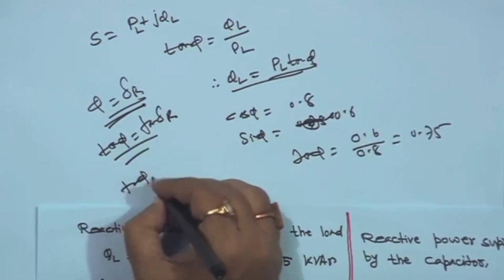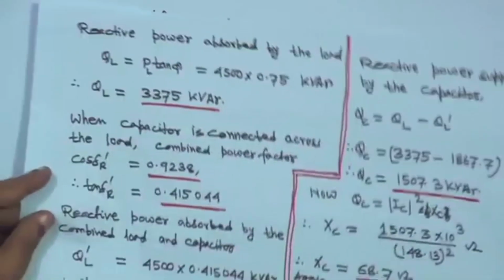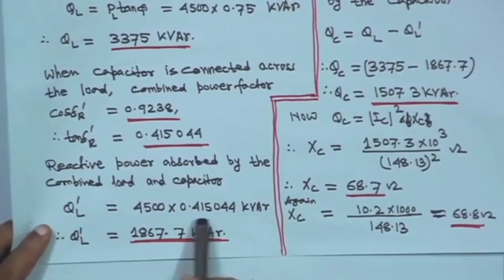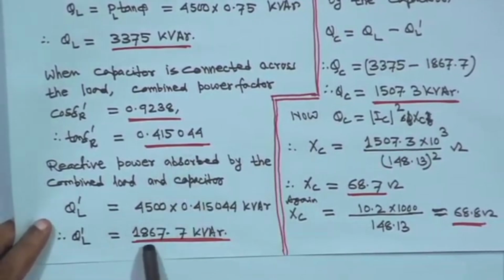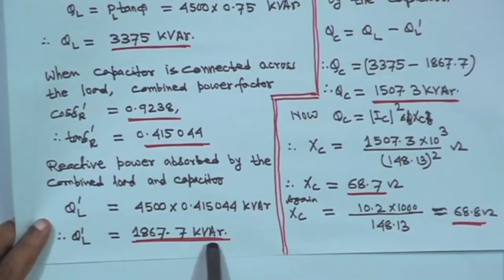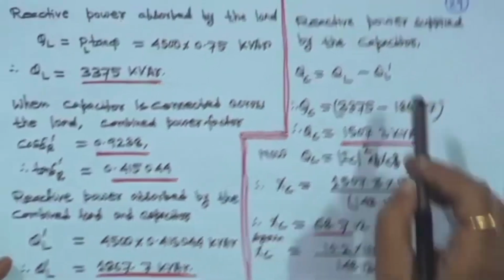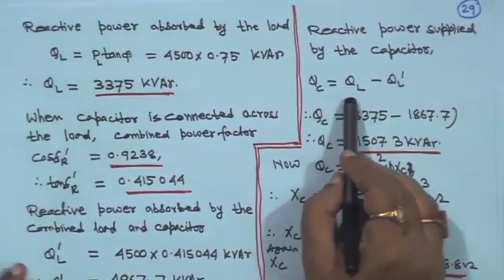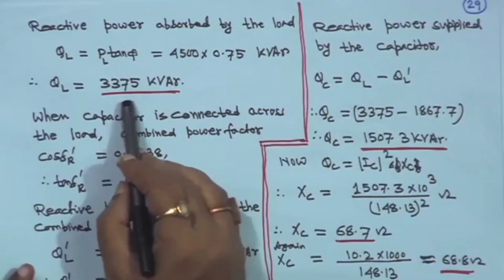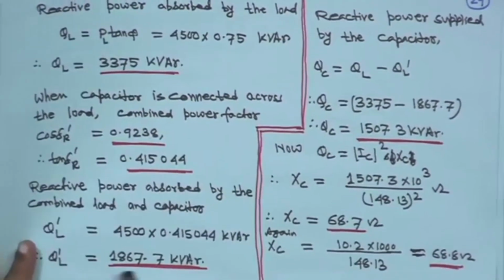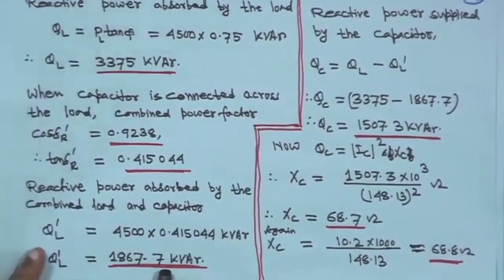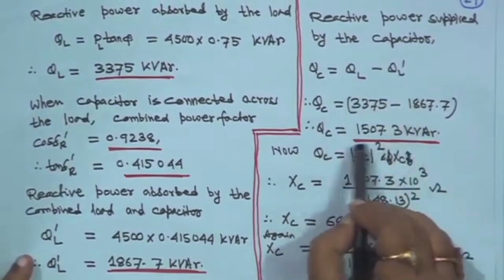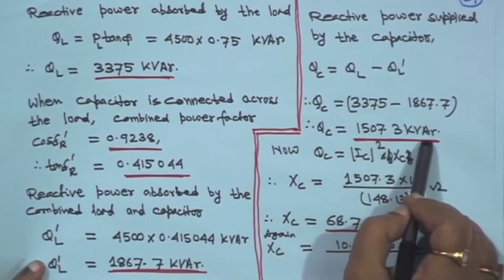Therefore, QL dash is equal to this kilovar multiplied by this tan value. So QL dash is equal to 1867.7 kilovar. This is the combined one. The reactive power supplied by the capacitor will be QC is equal to QL minus QL dash, because this was QL and the combined one was 1867.7. Then how much is supplied by the capacitor, that QL minus QL dash, is equal to 1507.3 kilovar.